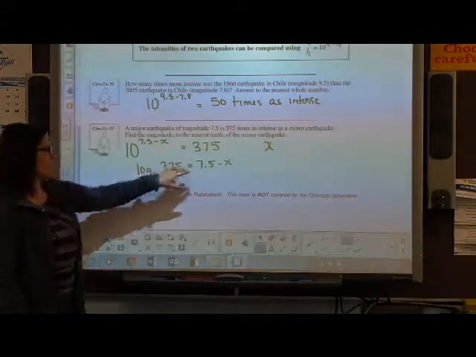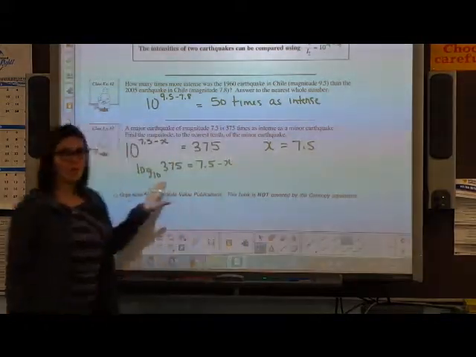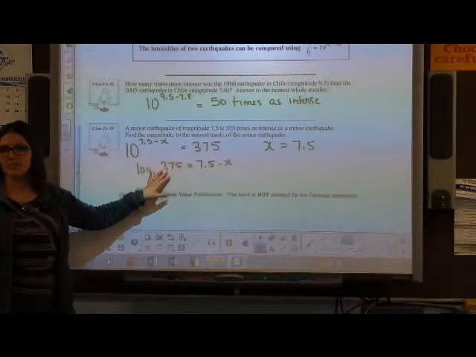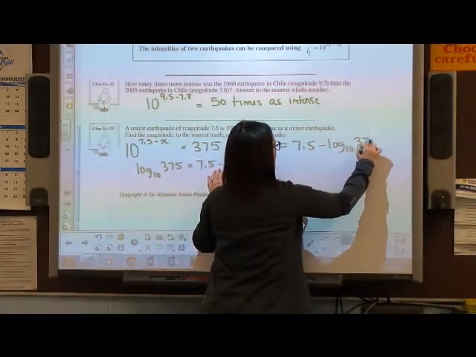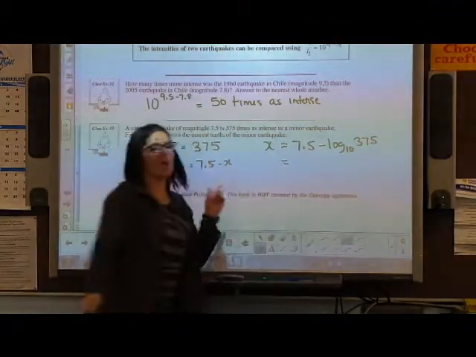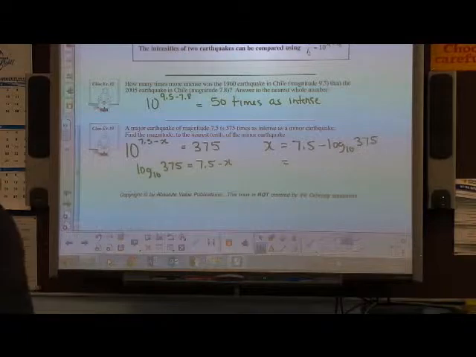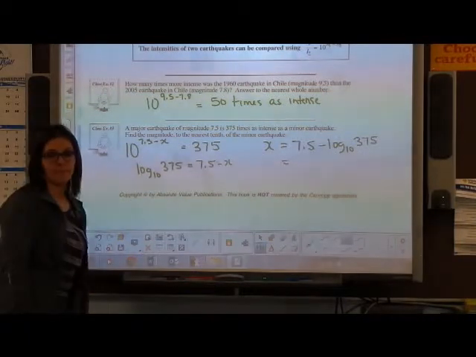And then if I bring it to the other side, what am I going to want to do with this log 375? Subtract it. And can I put log base 10 375 in my calculator? Do I need to change a base for it? No, because it's already a base 10. So then what would I get to the nearest 10?